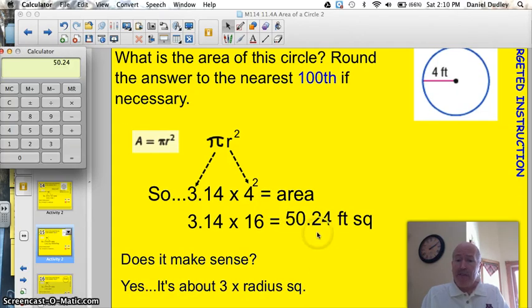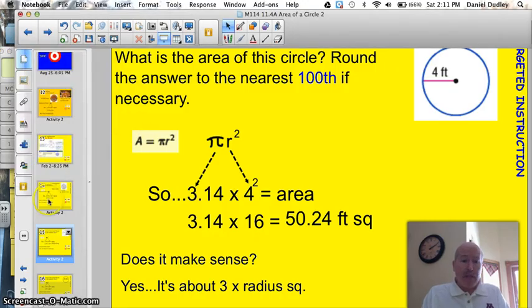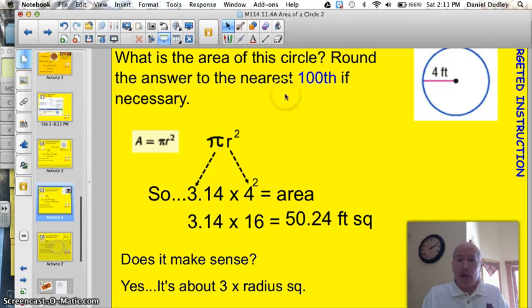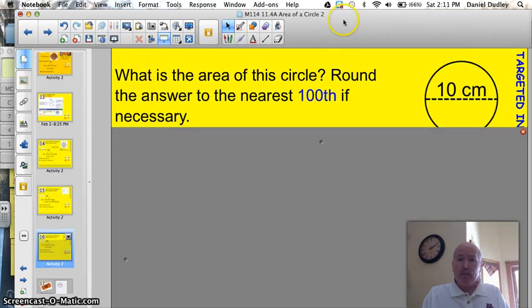All right, so we had 50.24 feet squared. Does this make sense? Well, yeah, it's about 3 times the radius squared. So it's about 3 times 16 would be 48, right? So we're good. Our answer makes sense. All right, time for you to try a problem on your own. I've done 3 of them for you. See if you can find out what the area of this circle is and round your answer to the nearest hundredth if necessary. Go ahead and pause the video and give it a shot.